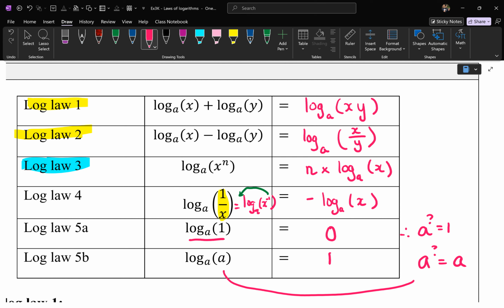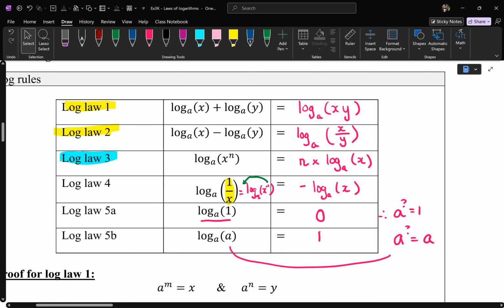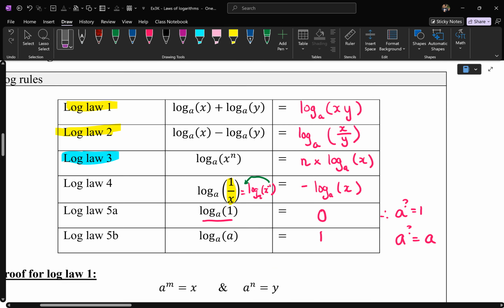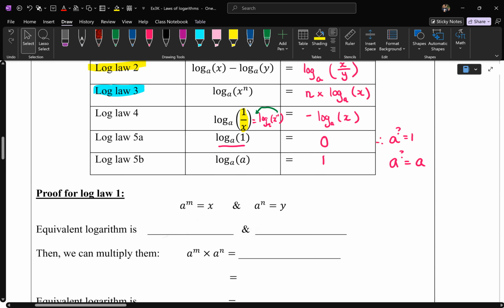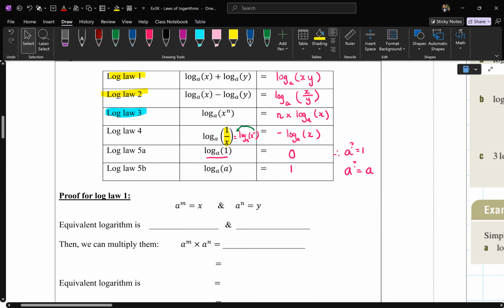So every time you write a log, you're saying A to the power of something gives you x to the power of n. A to the power of what gives you x. A to the power of what gives you y. That's essentially what each of these are saying. Okay? Now that we've got the log rules, let's see the proof for the first one, just so that you can see how exponentials becomes logarithms. Here's a quick, easy proof that you guys can actually run through.